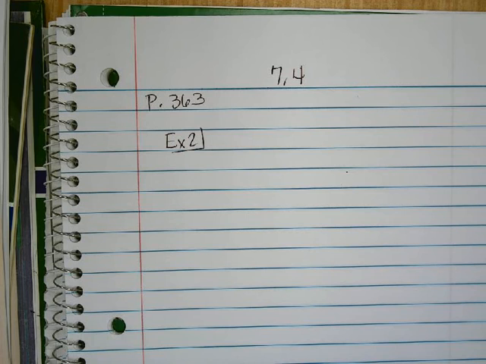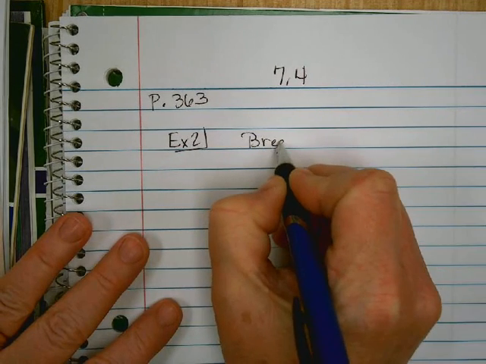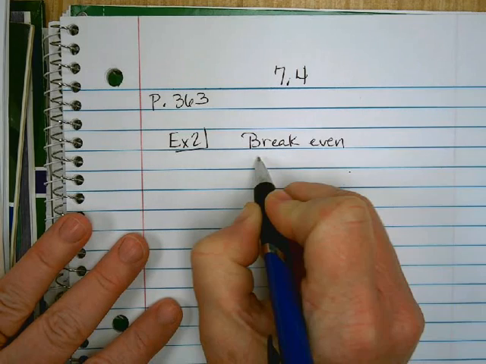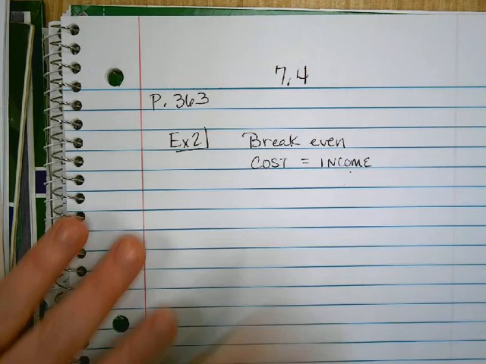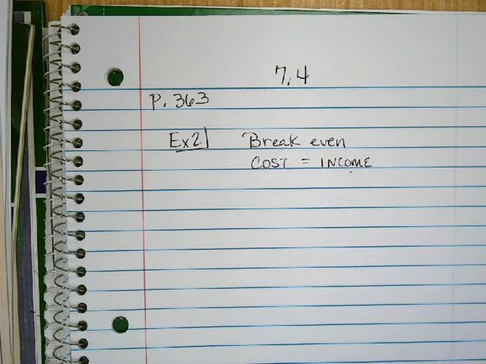So there's a break-even point, and that's where your cost and your income are equal to each other. Okay? So let's write that on our paper. Break-even is when your cost is equal to your income. They may call the cost expenses, but you understand what that means.